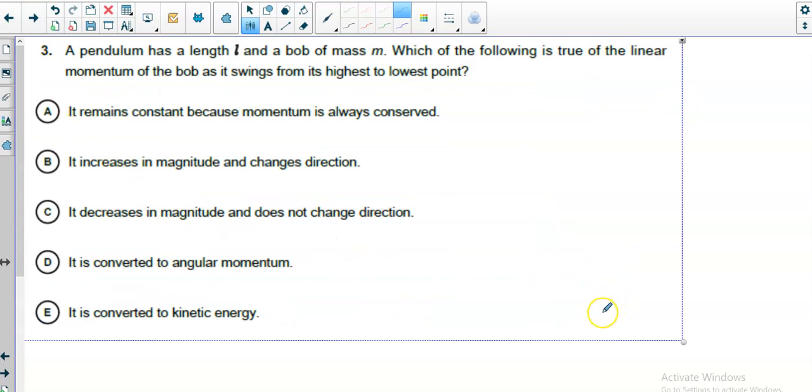A pendulum has a length L and a bob of mass m. Which of the following is true of the linear momentum of the bob as it swings from the highest to the lowest point? It remains constant because momentum is always conserved. Only if all the forces are internal. And since they're not talking about the Earth-bob system, they're talking about just the bob, the gravity of the Earth is an external force, so momentum would not be conserved here.